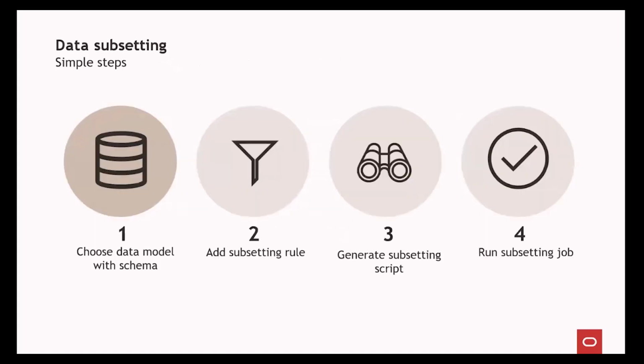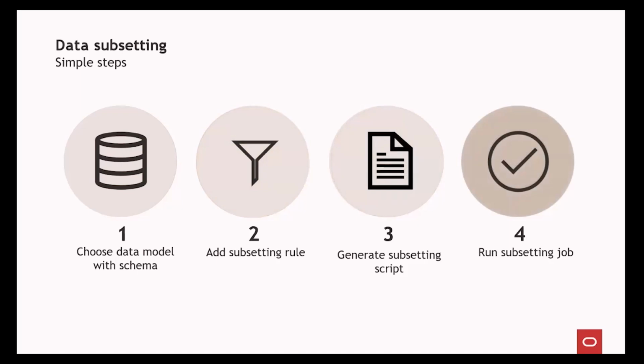Again, for subsetting, it can be performed in 4 steps. You will have to choose the same data model that you have created during your data discovery process. So it will be coming with your schema, so you can choose the schemas that you're interested in. Then for the second step, you will apply the subsetting rule, like we have seen, either specifying the percentage, the portion of the rows, or your particular condition, or just logical groups of the tables. Third step, you will generate the subsetting script, and then finally you will run the subsetting job.